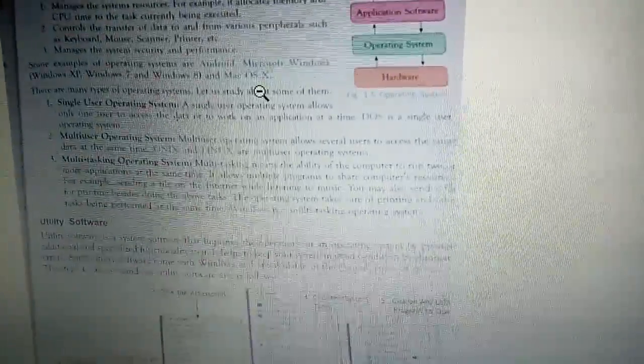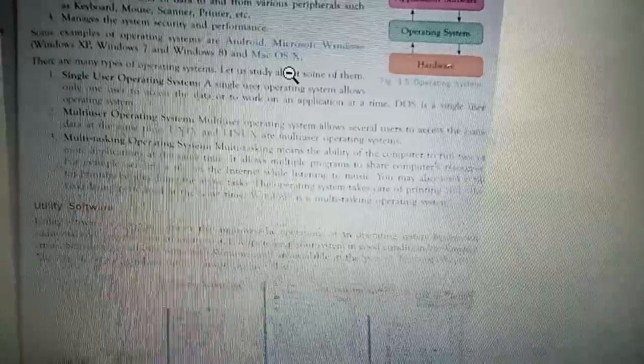Now the operating system takes care of printing and other tasks being performed at the same time. Windows is a multitasking operating system. Windows is an example of multitasking operating system. So this is clear to you: single user operating system, multi-user operating system and multitasking operating system.